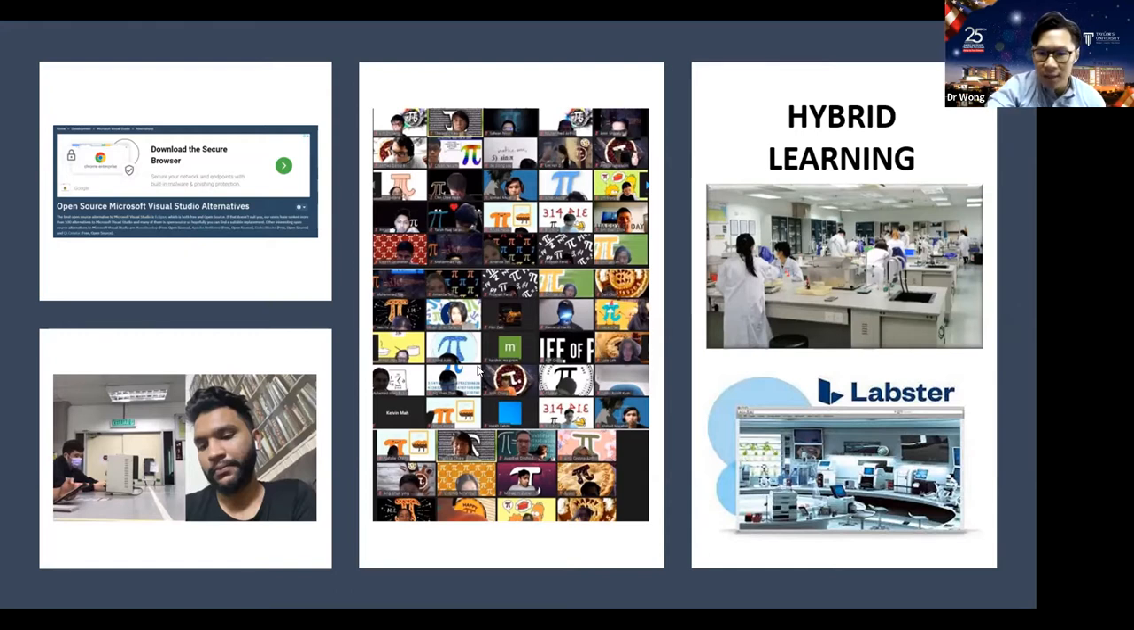On the right-hand side, as you can see, this is more on the hybrid learning for the applied science module here, where on top, you can see there's a face-to-face in-campus practical. At the same time, we supplement it with a virtual lab, which we call Labster, where the students try out all those solutions in the lab. So they get to experience this kind of technology because we are aligning with the Fourth Industrial Revolution.